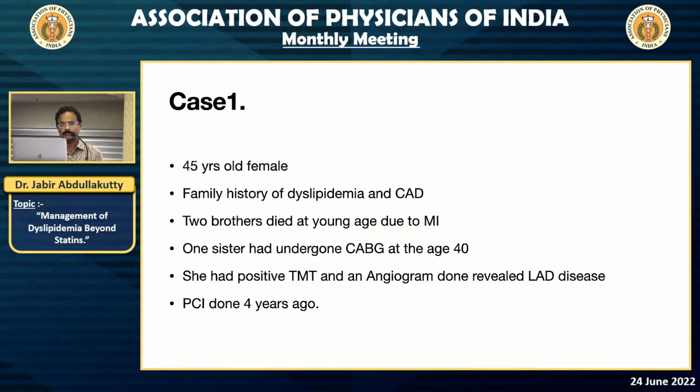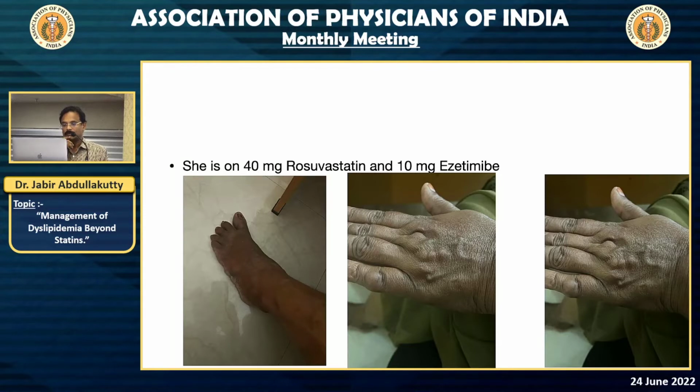I'll show you one or two cases. A 45-year-old male, family history of dyslipidemia and coronary artery disease. His two brothers died at a young age due to myocardial infarction, and one sister had undergone coronary artery bypass grafting at the age of 40. He had a positive TMT, and an angiogram was done following the positive TMT, which revealed LAD disease, and he had undergone a PCI 4 years ago. He is on 40 milligram of rosuvastatin and 10 milligram of ezetimibe.